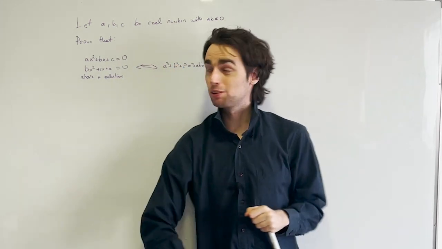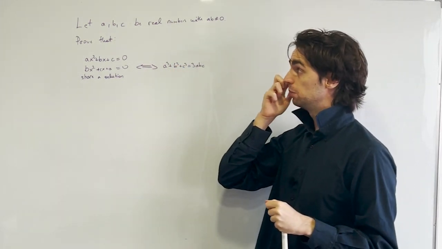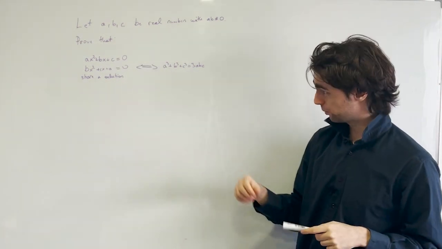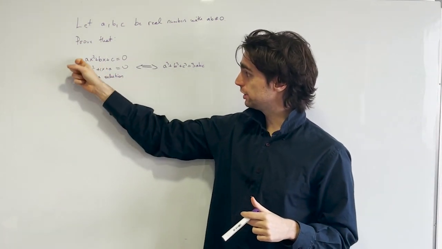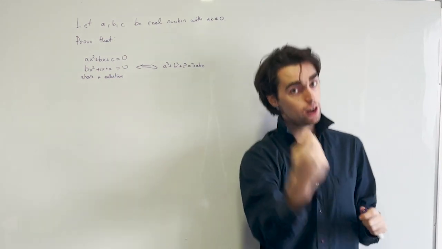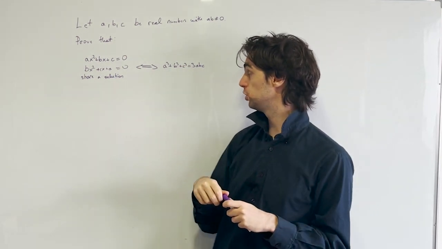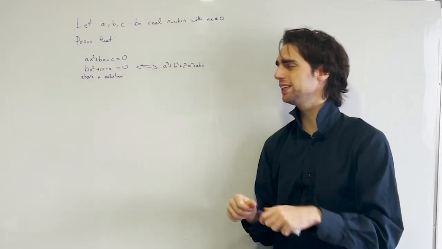Hello, fellow problem solvers. So today we're going to be doing an algebra problem, namely, let a, b, c be real numbers such that a times b is not equal to 0. Prove that these two quadratic equations share a solution if and only if a cubed plus b cubed plus c cubed is 3 times a times b times c.